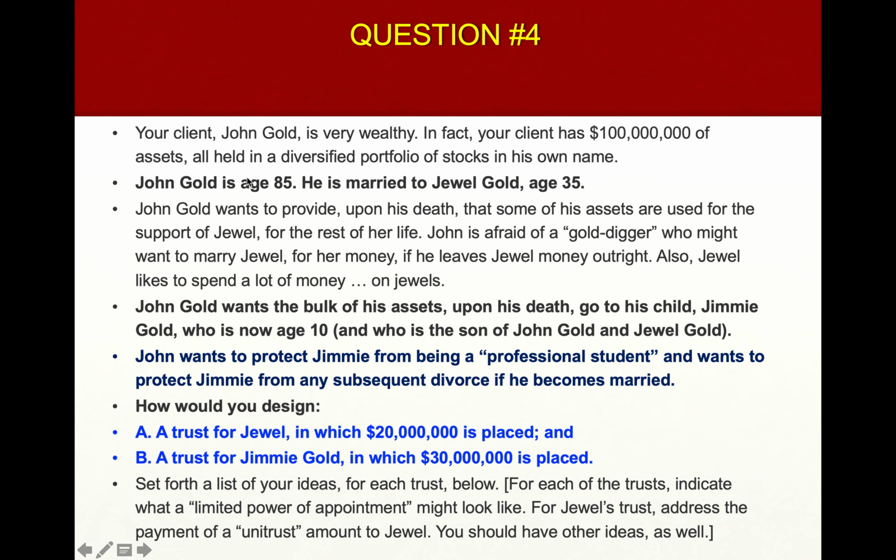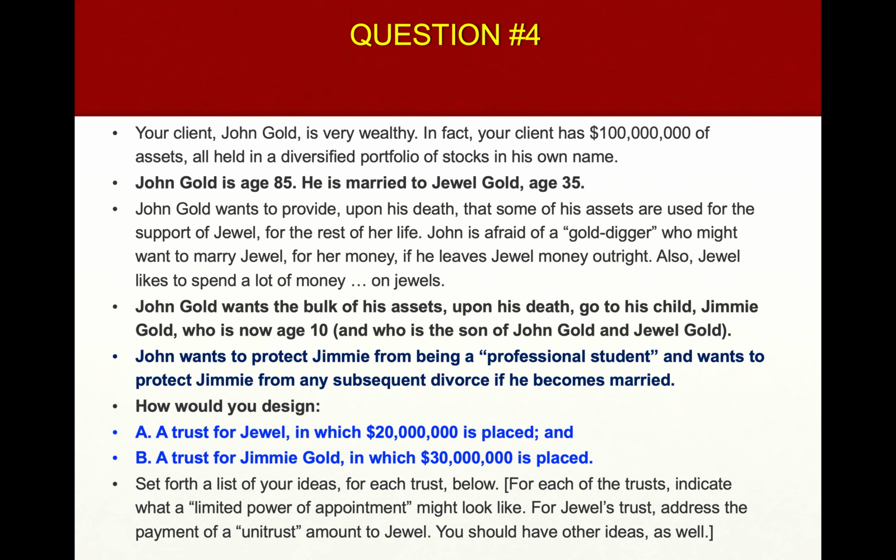Another question really relates to estate planning and the use of trusts for protecting assets. We've talked about trusts a lot. After a trust becomes irrevocable, if there's a spendthrift clause in that trust, and almost all trusts have that, they basically say creditors cannot get to this trust. Then here we have a case where John Gold has $100 million. He's age 85. He's married to Jewel Gold, age 35. So he married someone a lot younger than him. Good for him, I guess.